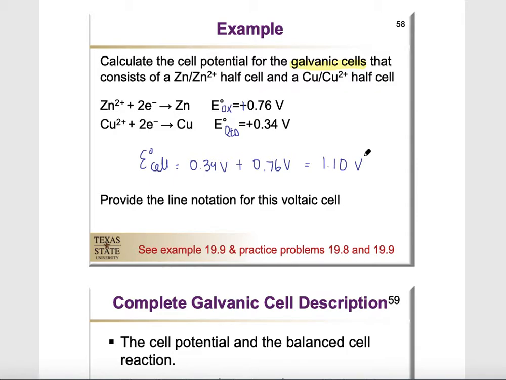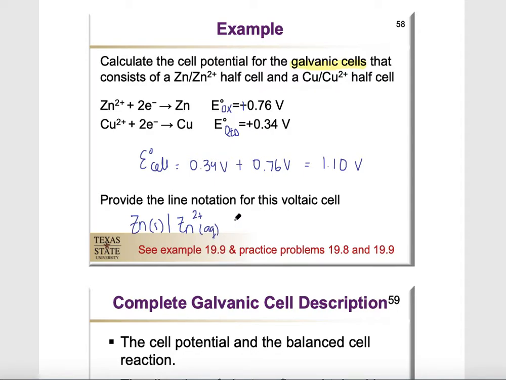In our line notation, we need to have the anode on the left. The anode is where the oxidation takes place, and the oxidation is the opposite of this process. It's going to be zinc 0 going into zinc 2 plus and 2 electrons. So I'm going to write it by taking my zinc, and remember that zinc in this form is a solid, the zinc metal. And then I'm going to have a phase change to my zinc ions, zinc 2 plus. I'm going to put aq for that one just to indicate that those are in solution.